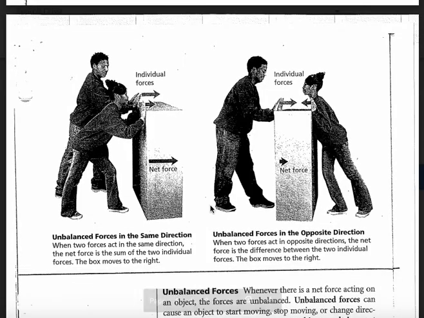Taking a look at this diagram, you have these two students pushing a bookcase together. Both are pushing to the right. Here are their individual forces, and their net force would result in a movement of the bookcase to the right. If they are each pushing on a different side towards each other, you would have to take a look here. His individual force is bigger than her individual force, so the net force is going to result in movement to the right.